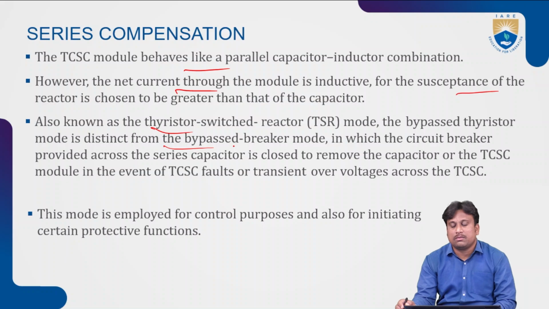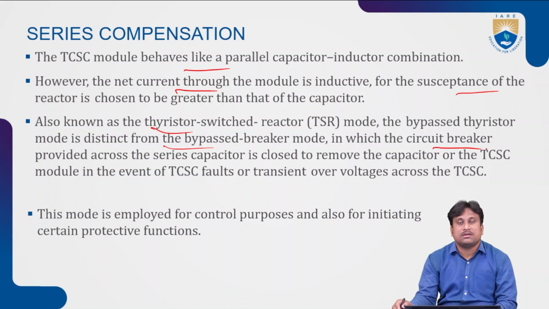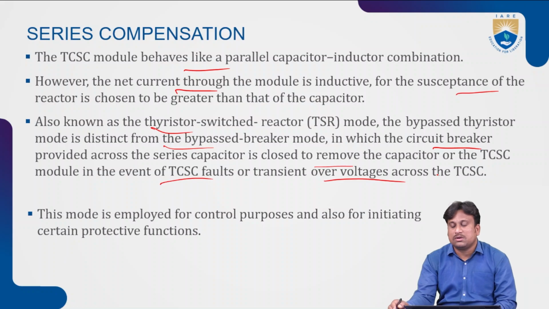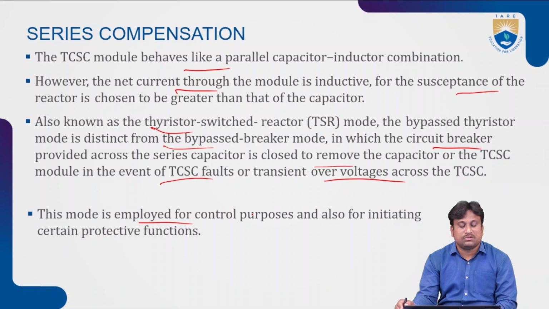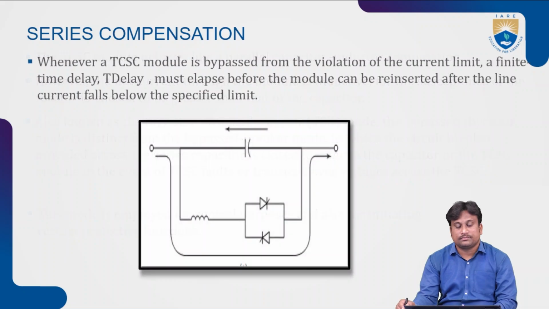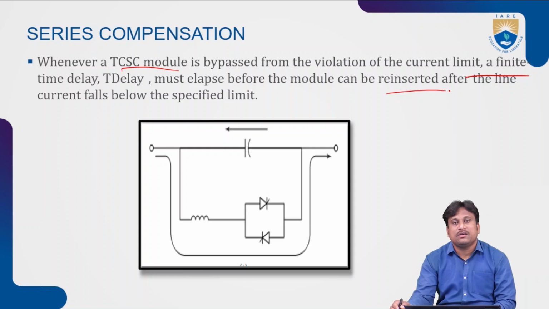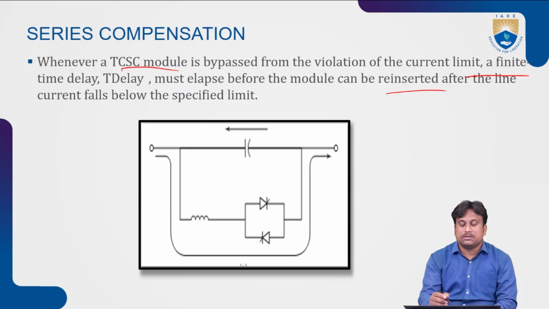This is also known as the thyristor switched reactor, and the bypassed thyristor mode is very distinct from the bypassed breaker mode, in which a circuit breaker is provided across the series capacitor and is closed to remove the capacitor or TCSC module in the event of TCSC faults or transient overvoltage across the TCSC. This mode is employed for control purposes and also for initiating certain protective functions. Whenever a TCSC module is bypassed due to violation of the current limit, a finite time delay, TD, must elapse before the module can be reinserted after the line current falls below the specified limit. This is the limit where we can expect the fault current.